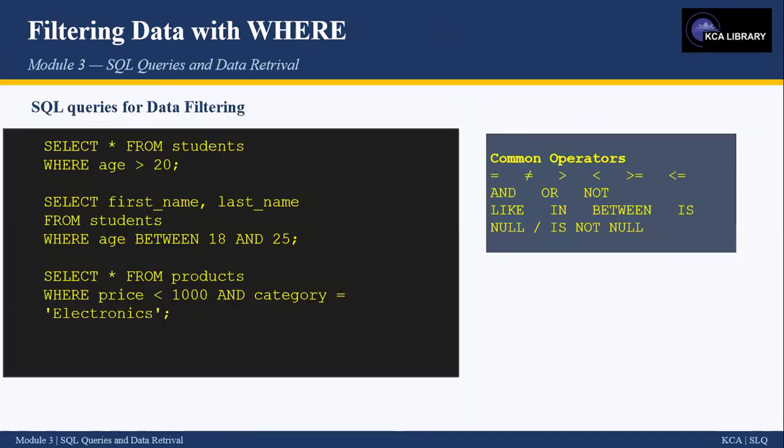Filtering data with where. Now we get to the powerful part. Filtering rows using the where clause. Here are some practical examples. Select from students where age is greater than 20. Select first name, last name from students where age is between 18 and 25. Select from product where price is less than 1,000 and category is electronics.